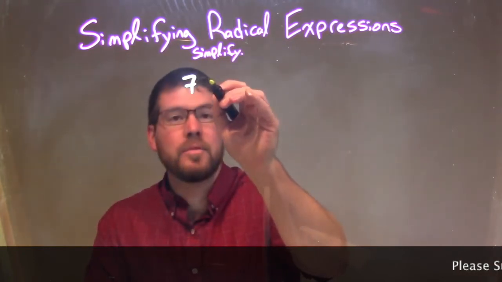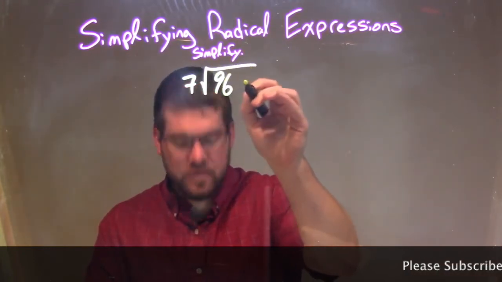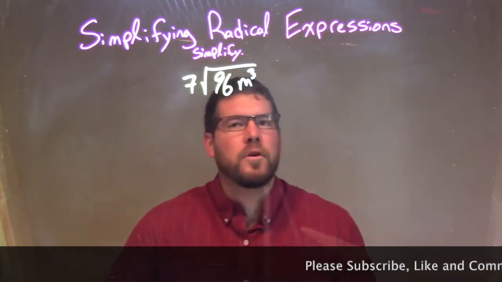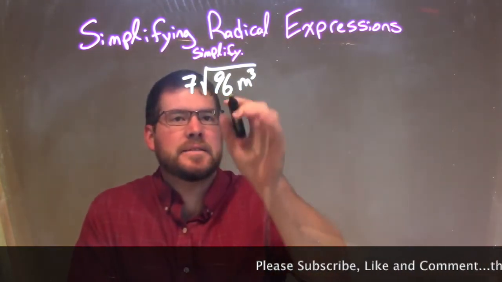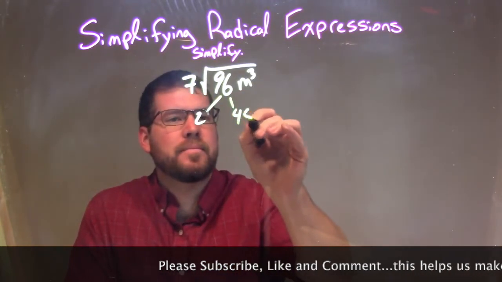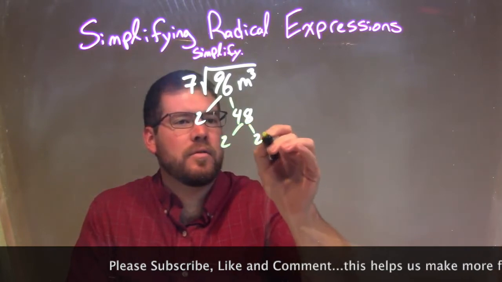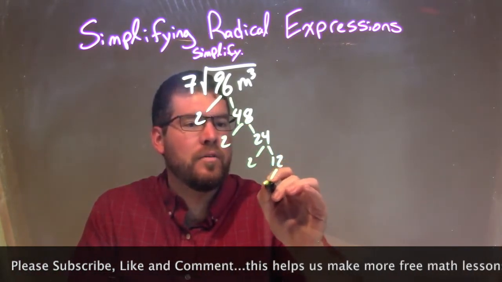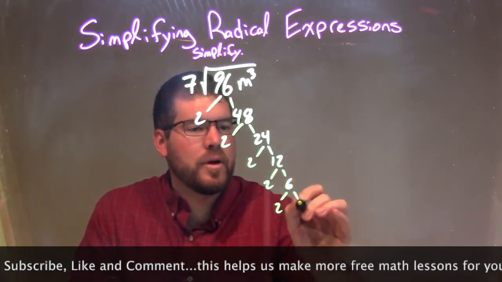7 times the square root of 96 m to the third. Okay. First things first, we need to break down 96. 96 in prime factorization here is 2 and 48. 48 is 2 and 24. 24 is 2 and 12. And 12 is 2 and 6. And 6 is 2 and 3.